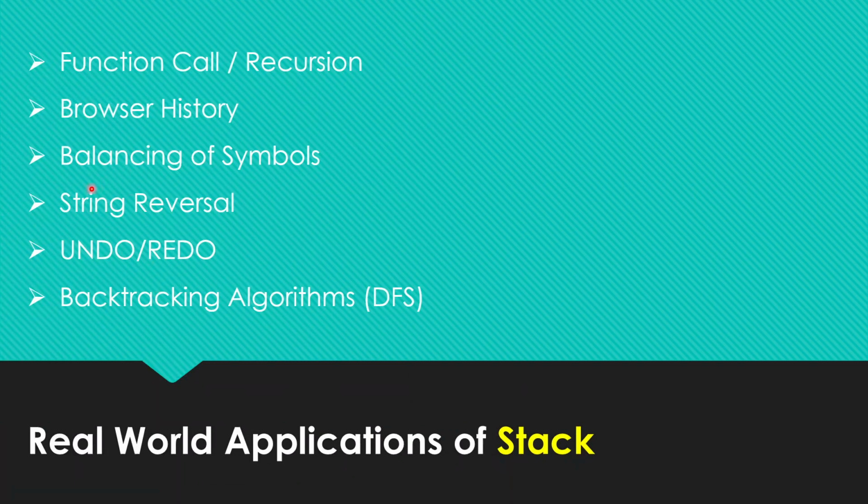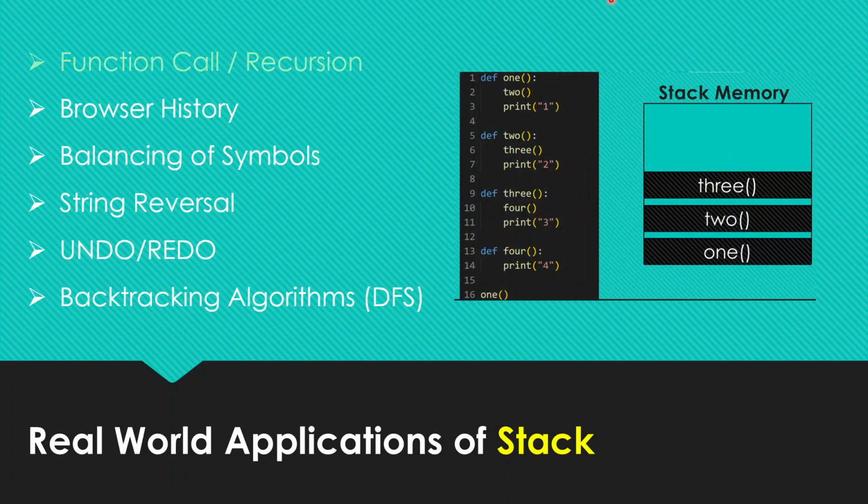So these are some of the real-world applications of the stack data structure. We already learned about this when we were learning about recursion. As you know, every function call, if a function is calling another function, or calling itself, will be stored in a stack. So here, if function 1 calls function 2, then function 1 is stored in the stack. 2 calls 3, 2 is also stored in the stack. Then 3 calls 4, 3 is also stored in the stack.